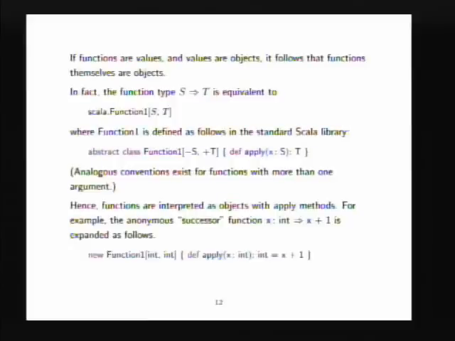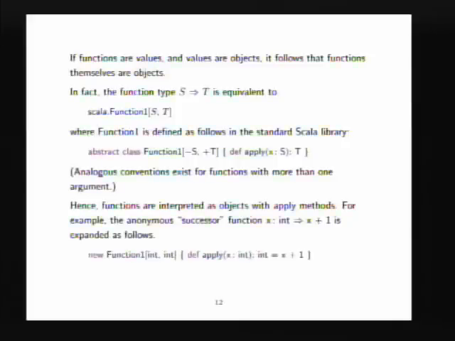It's an abstract class Function1 with 2 type parameters, S and T. And all this class has is an apply method. The apply takes an x of type S and returns an element of type T. And of course, at this level, there's no implementation of the apply method because we're talking about the type of all functions.